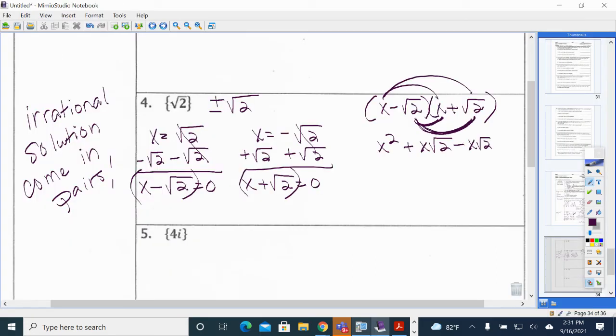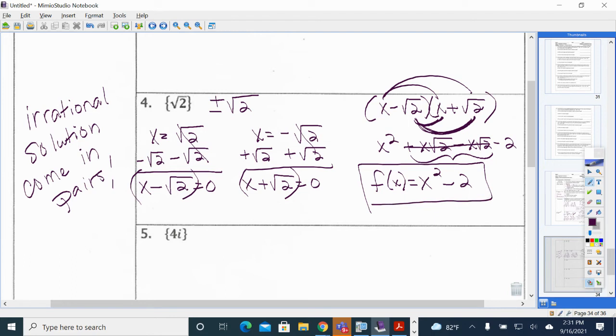So the last term is a negative 2. Now, these two middle terms, when you have these irrational solutions, and the same thing's going to happen with complex, these two middle terms are going to subtract out. They cancel each other out, and we're left with x squared minus 2. Put an f of x out front, and there's your quadratic.